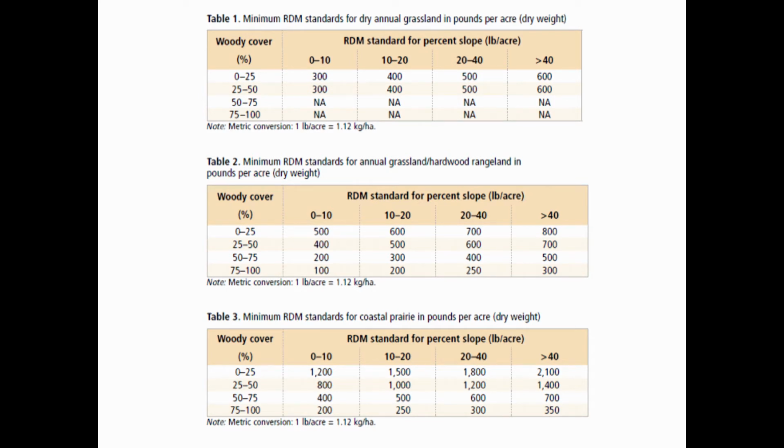on the left-hand column, you see woody cover, and it's a percentage. So you're giving an ocular estimate of what the percent woody cover is. So you know how many trees or how much brush and what have you. And then as you look across to the right, those numbers there are for percent slope, so the steepness of the ground.